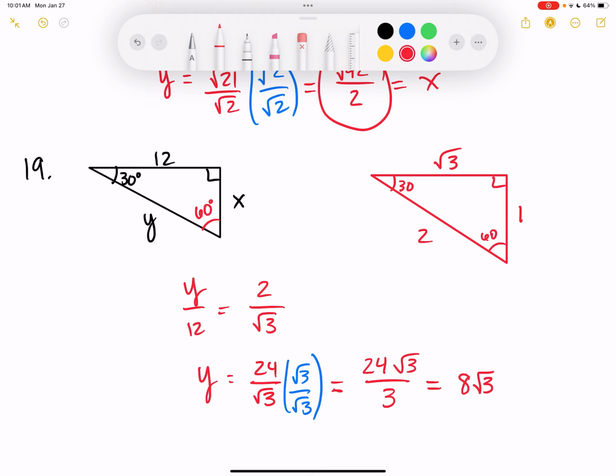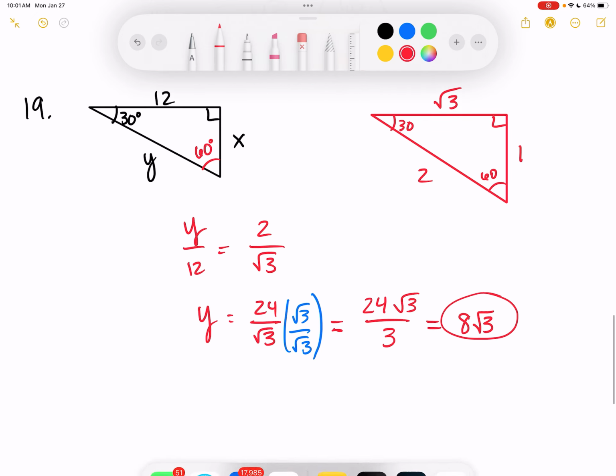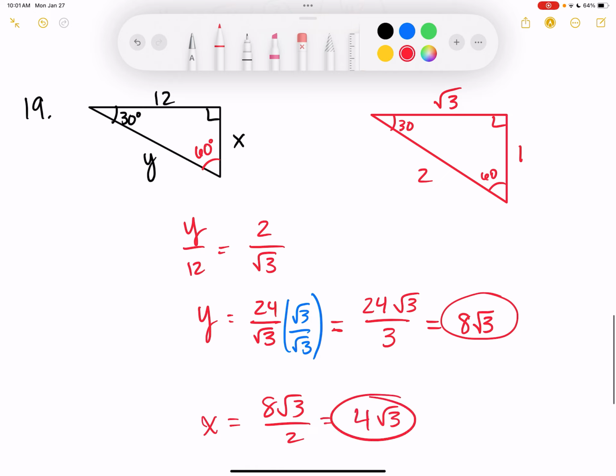So y is 8 root 3. But now I've also got to find x. I can either do that by similar triangles, or I can know that x has to be half of y, because it's a 2 to 1 ratio. So x would be 8 root 3 over 2, which is 4 root 3. And there would be x.